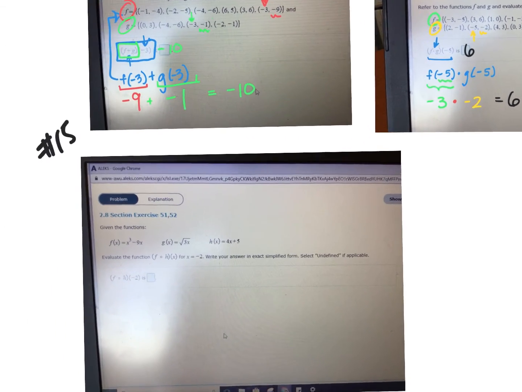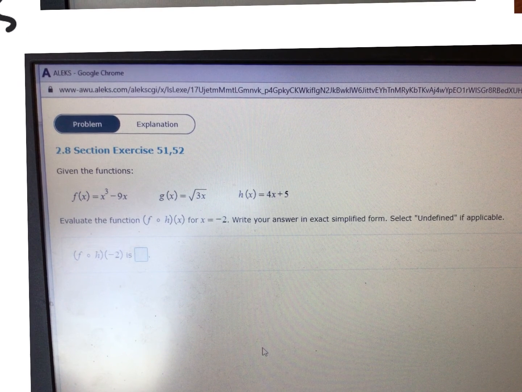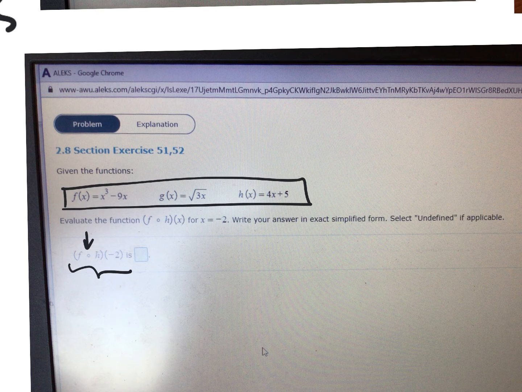All right, for the last one, question 15. Now you can see that difference here, this open circle, that's composition. And this time, instead of lists of points, we are actually given equations of a variety of functions. So what we want to do is evaluate the composition when x is equal to 2. That's what it tells us in our directions, and you can see it written here.